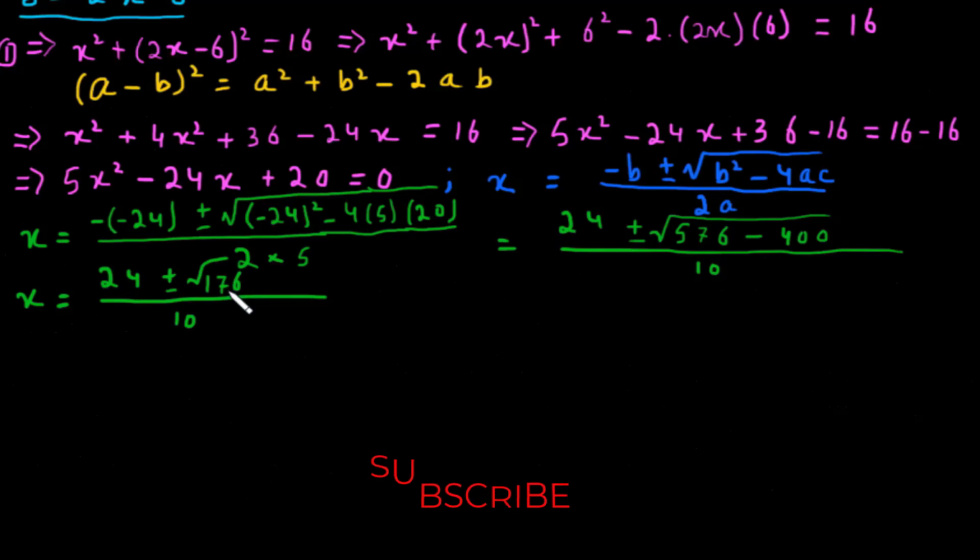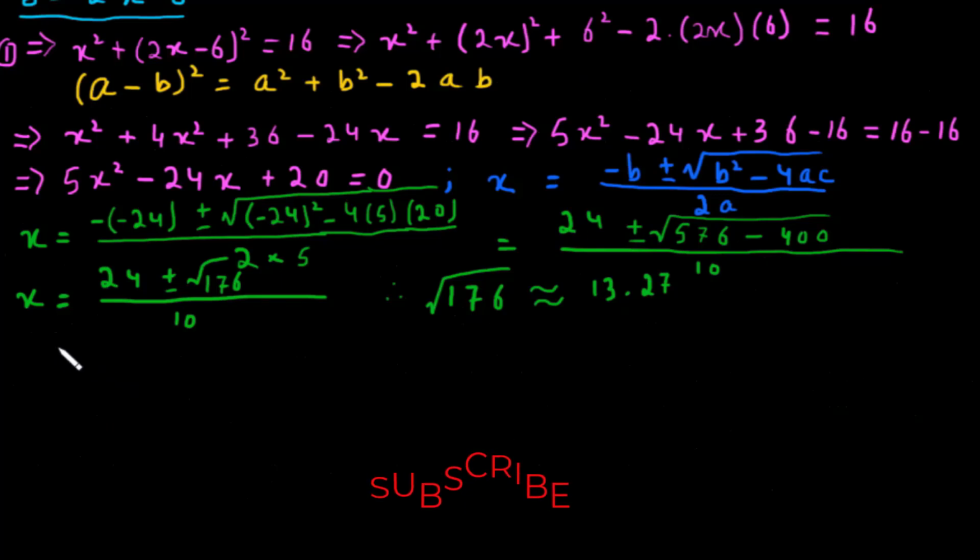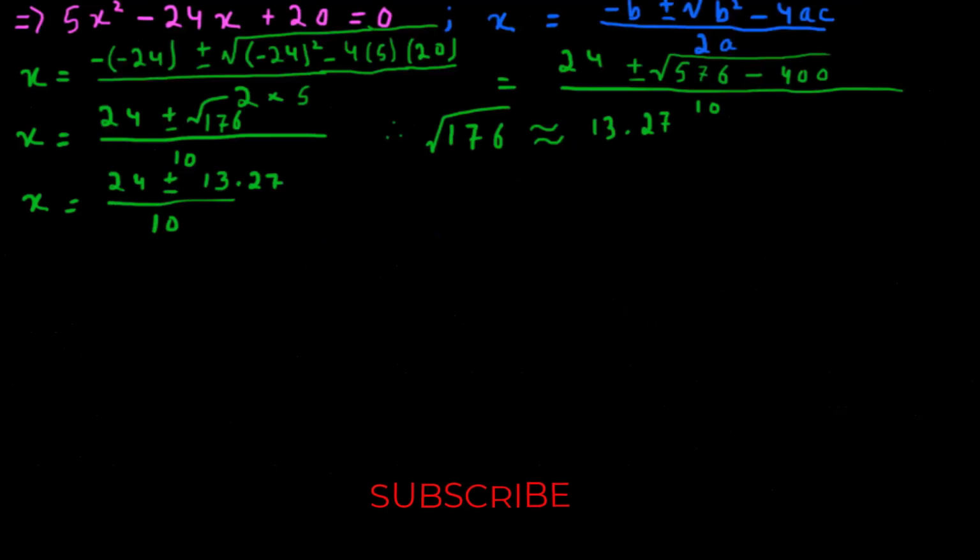And the square root of 176 is approximately 13.27. Alright, so let me substitute this value over here. So that will make it x is equal to 24 plus minus 13.27 divided by 10. Now here I will get two values of x, one with this addition and one with this subtraction.